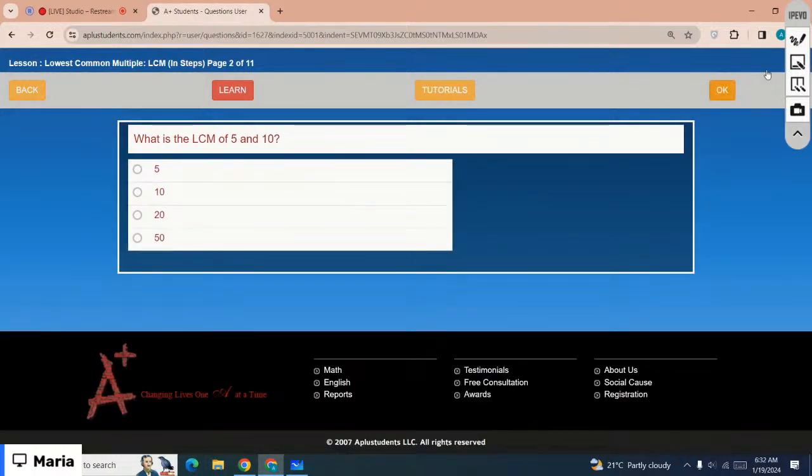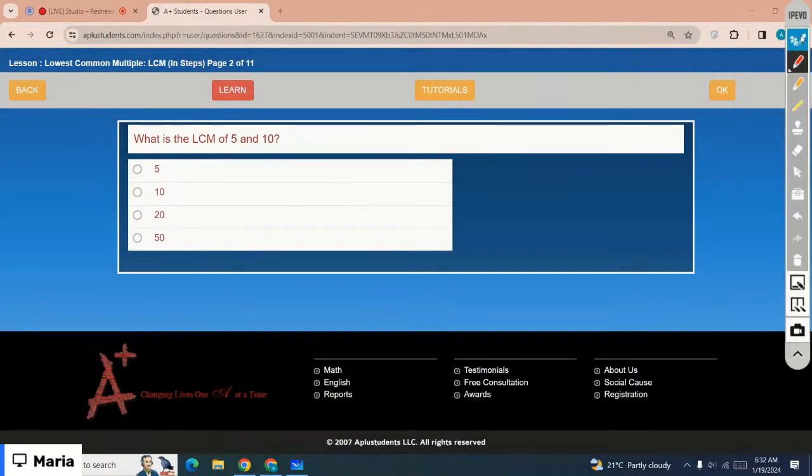Okay, the next one is what is the LCM of 5 and 10? Write down the multiples of 5 and the multiples of 10. The multiples of 5 are 5, 10, 15, 20. The multiples of 10 are 10, 20, 30 and 40. The least common multiple is, yes, very good, that is 10. So the correct option is 10. Very good.